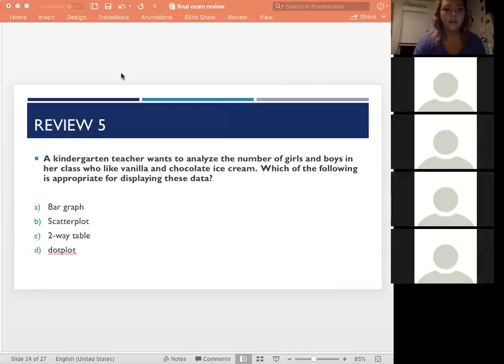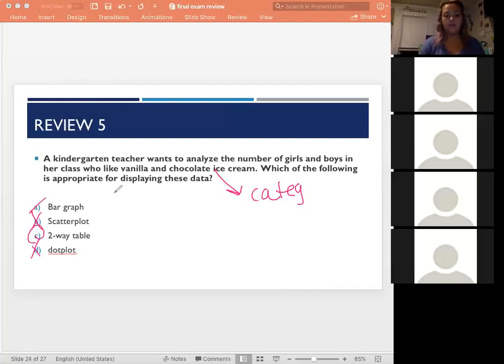Amazing. Okay, so our answer here is C. Remember, you guys were right in thinking, first, categorical data, because it's a category of flavor. So that's why it can't be a scatter plot or a dot plot. But the reason why it's going to be a two-way table and not a bar graph is because a bar graph is one categorical variable, it's not like side by side or anything. Two-way table is two categorical.